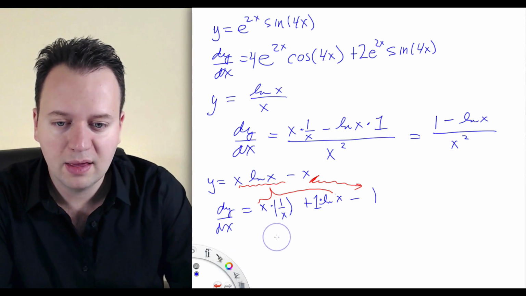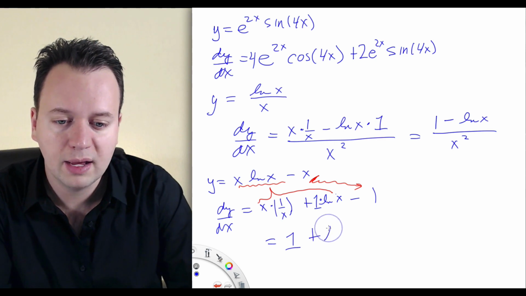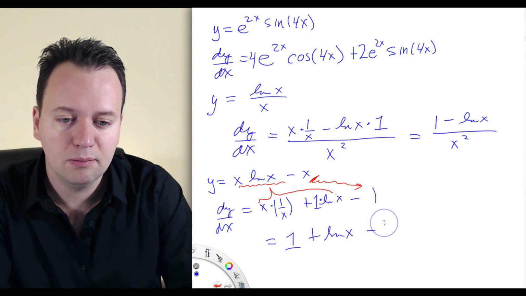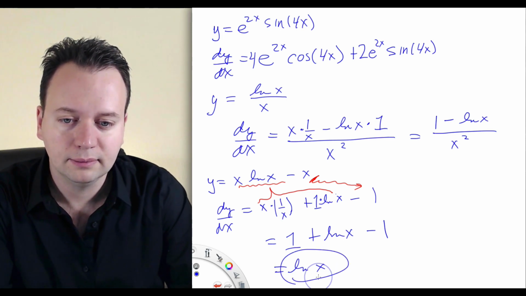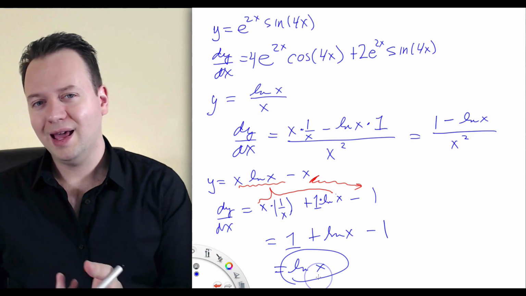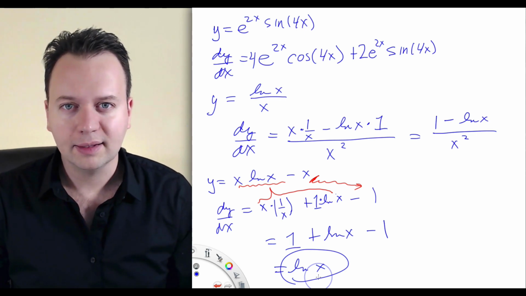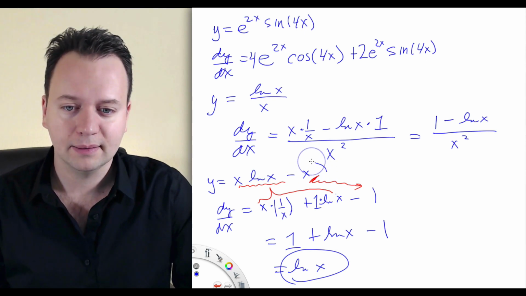Now when we simplify this, x times 1 over x is just equal to 1, so we get 1 plus ln of x, and then minus 1. So the derivative is just equal to ln of x. So if you were wondering, what function can I differentiate in order to get ln of x? There's your answer. It's x ln of x minus x.